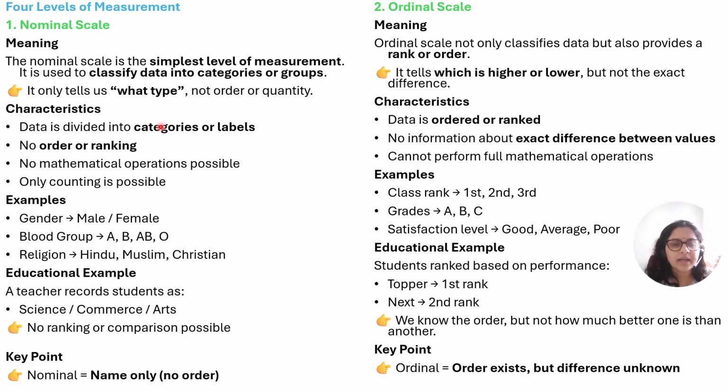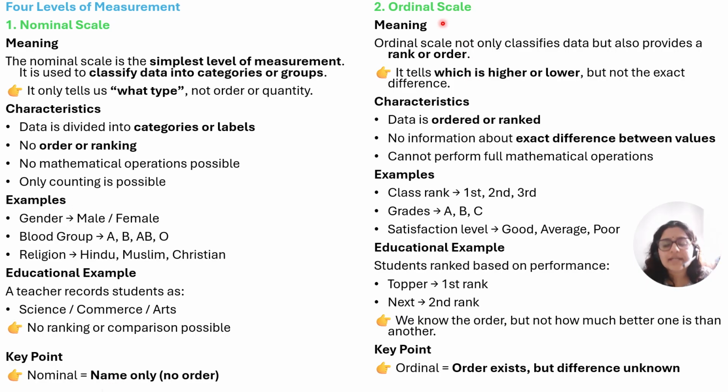Here, what are the characteristics? Data is divided into various categories or labels. There is no order or ranking. There is no first, second, third, nothing. In male and female, you cannot divide it into first or second, right? It is male and it is female. That's it. There are no mathematical operations. Only counting is possible in some cases. What are educational examples? A teacher will record students as science, commerce, or arts. There is no comparison or ranking, nothing. So nominal means only name, no order.